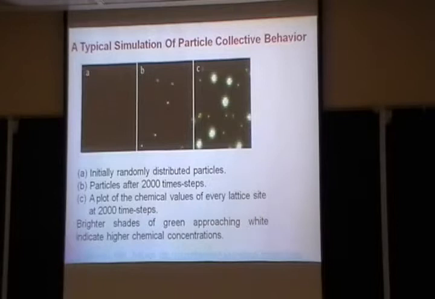So initially they're randomly distributed, and then they start to collect. And these are the gradients again. White is high, green is low gradient.